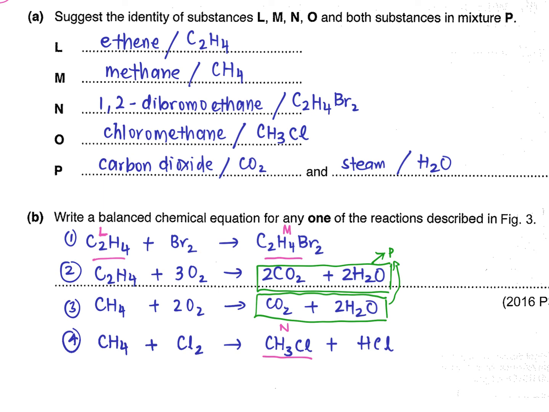So I think it was labeled C2H4Br2. Oh wait, let me change it. This one should be M, right? Okay, thank you. This is M. No, this is O, sorry. This one should be O, this one should be N. Okay, this is M. I missed out one labeling. Okay, so you got all your 5 unknowns labeled here correctly.